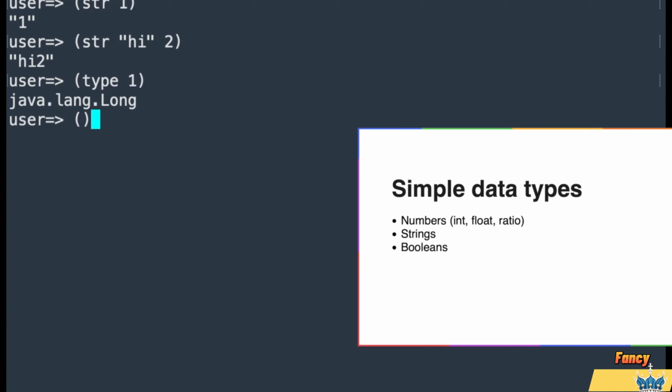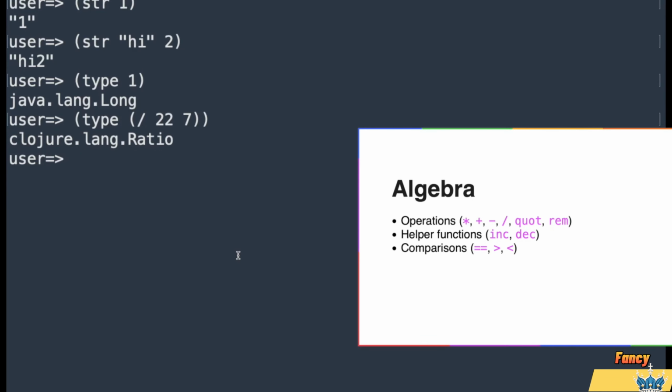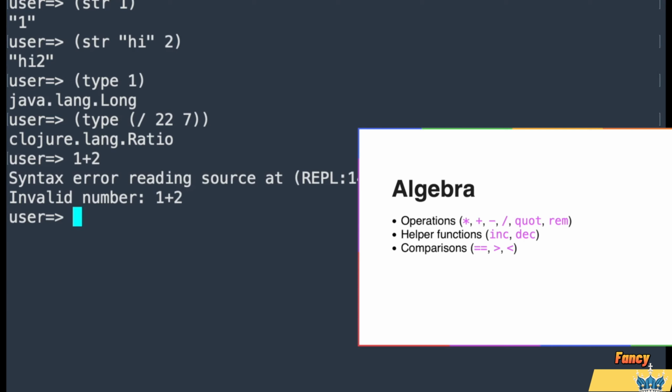You would observe that the type of 1 is Java lang number and the type of a ratio is Clojure lang ratio. This tells us that numbers in Clojure are just Java numbers, whereas ratios are Clojure specific. Clojure has no support for infix operations. If you try to use an operator between two operands like 1 plus 2 and try to execute it in the REPL, you will get an error.